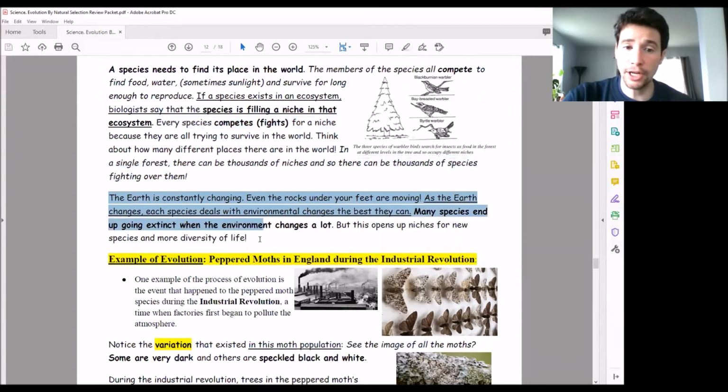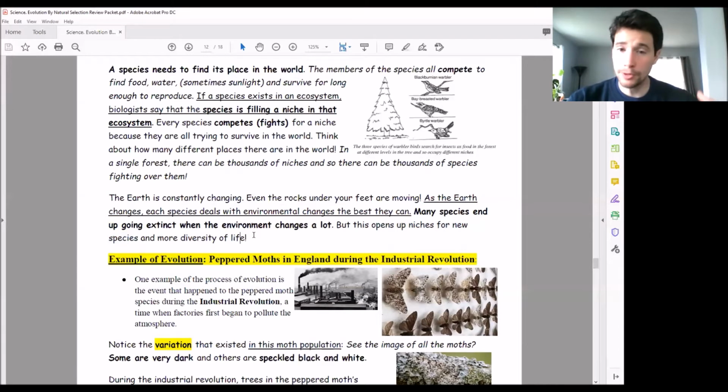So the earth is constantly changing. Even the rocks under your feet are moving. I hope you know that. The earth is changing. The earth even creates and destroys rocks every second. As the earth changes, each species needs to deal with the environment's changes. Many species end up going extinct when the environment changes a lot.